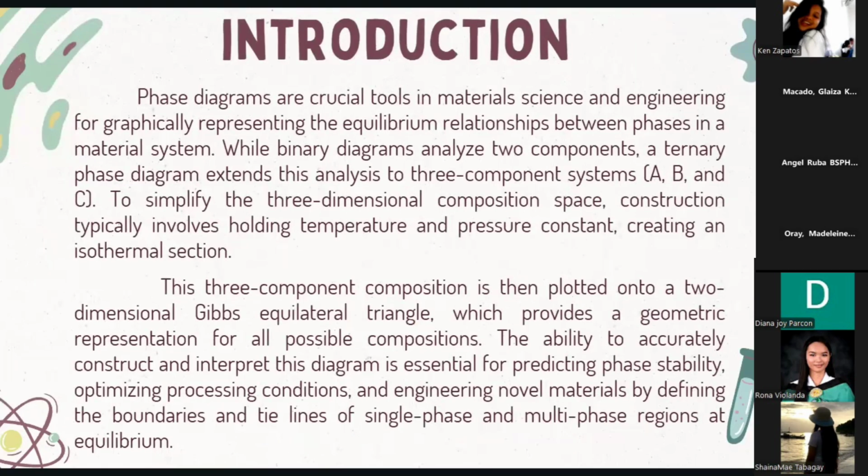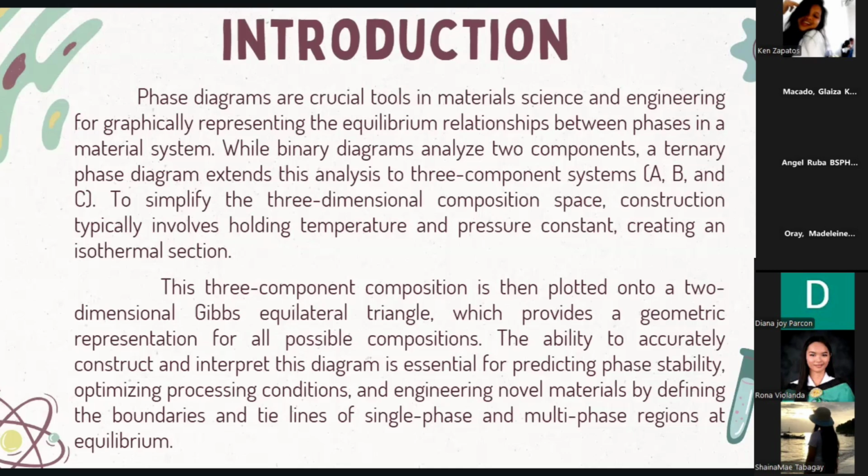For the introduction, phase diagrams are crucial tools in material science and engineering for graphically representing the equilibrium relationship between phases in a material system. While binary diagrams have two components, ternary phase diagrams extend this analysis to a three-component system: A, B, and C.